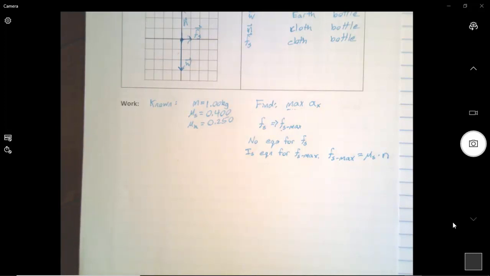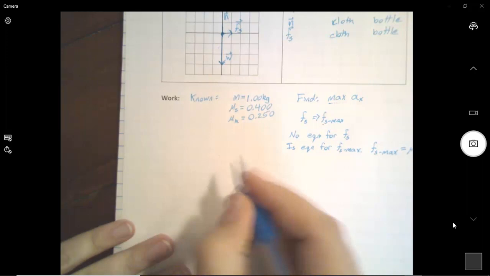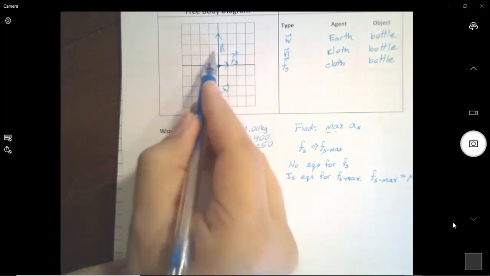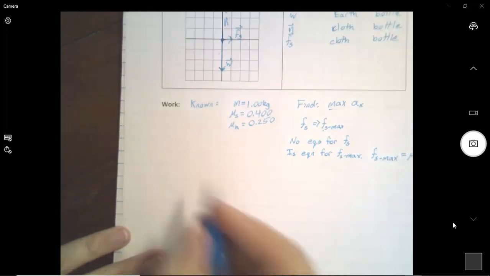Okay? So, let's see what we calculate. First, from our free body diagram, we can see that the normal force is equal to the weight.